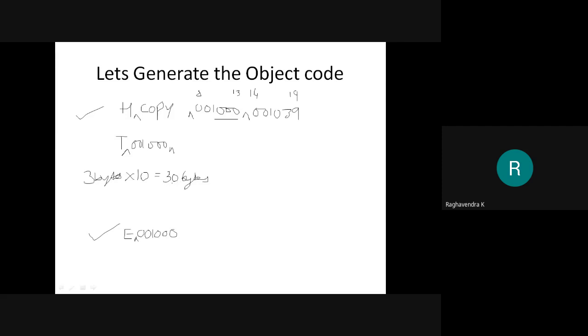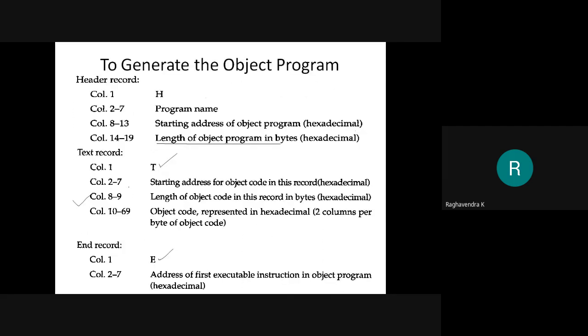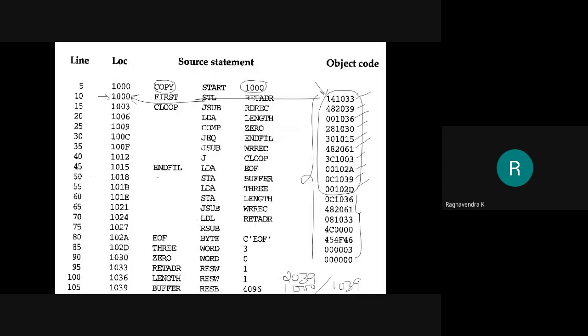We are supposed to mention that 30 bytes in hexadecimal. So what is 30 in hexadecimal? Divide by 16. That's it. So it is 1E. If you check that, it is 1E. So I will mention 1E over here. So text record from 8 to 9 will contain 1E.